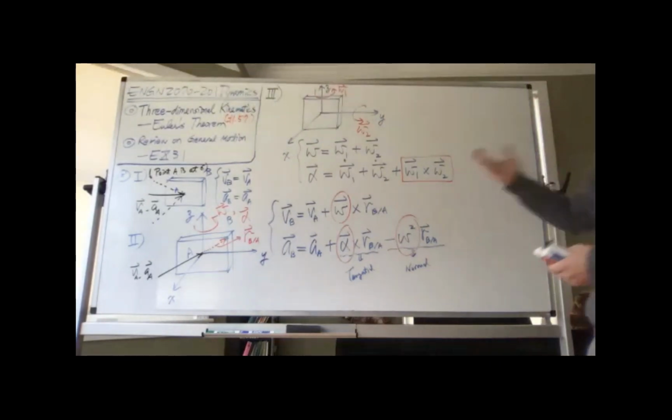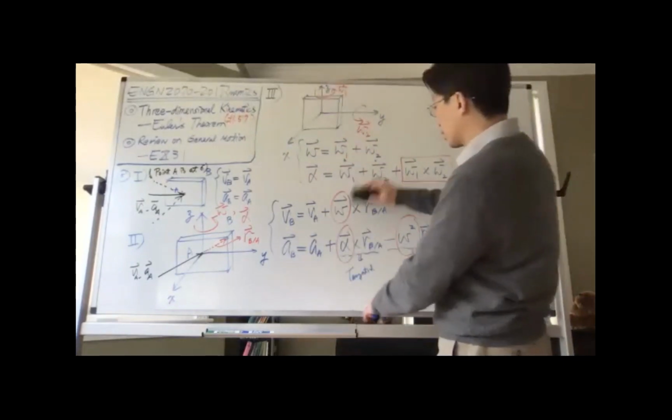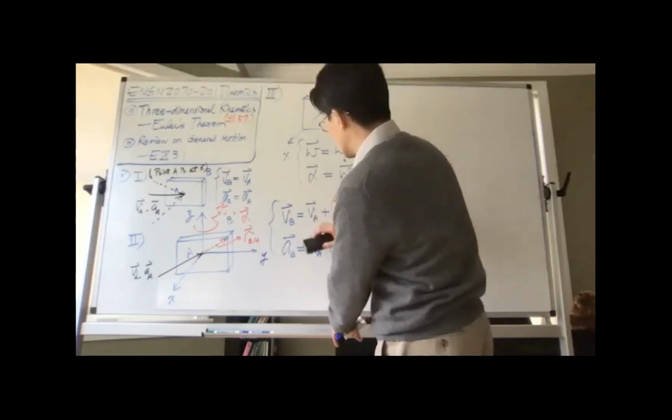Now, how do we calculate linear ones? I need a space, so I'm going to erase this part.